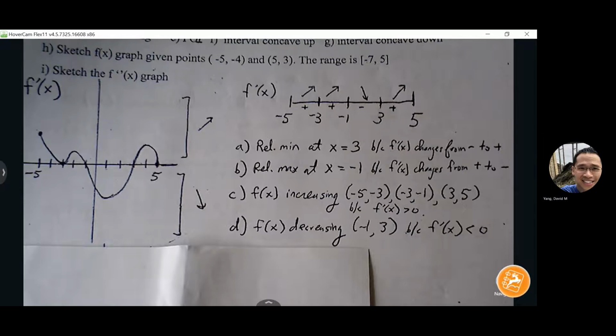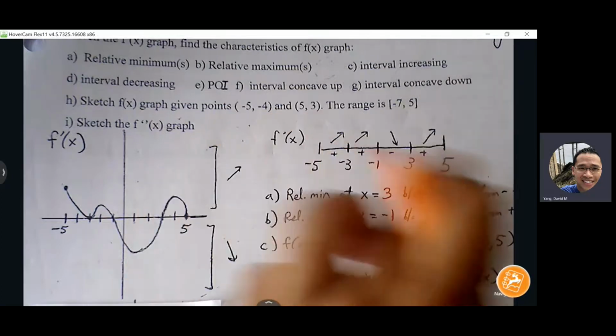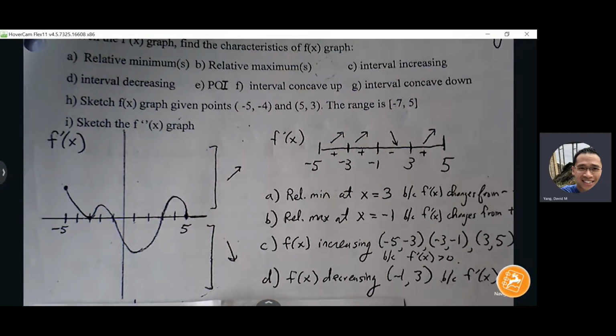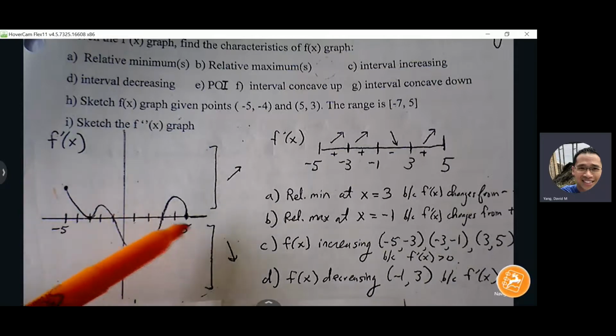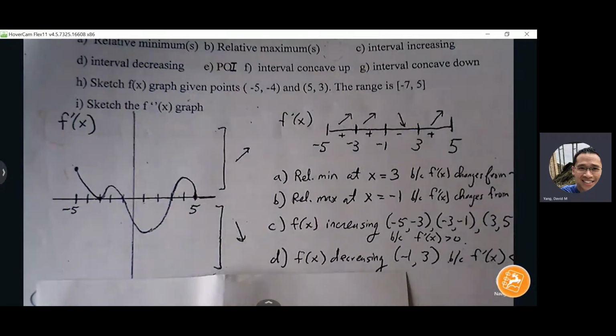Next up, we want to create our second derivative sign line so that we can find points of inflection, concave up, concave down, all that. Now, this is not the original graph, so it's not as easy as saying, oh, I see concave up here, concave down, concave up, concave down. This is the derivative graph. So how do we go about looking for points of inflection of the original graph, staring at the derivative graph?